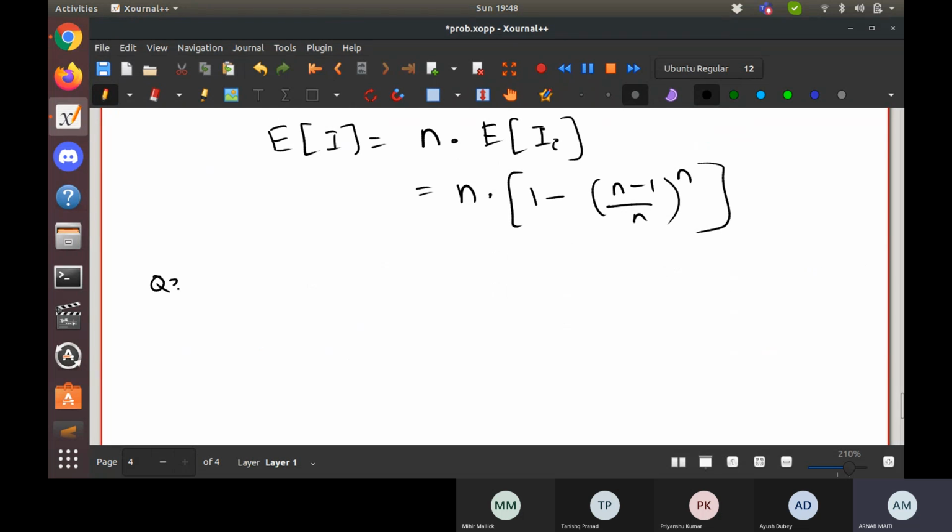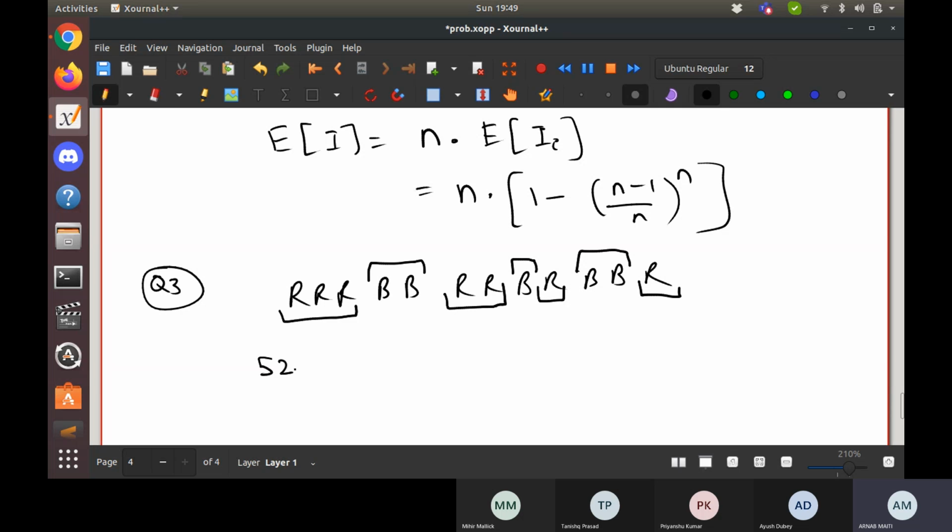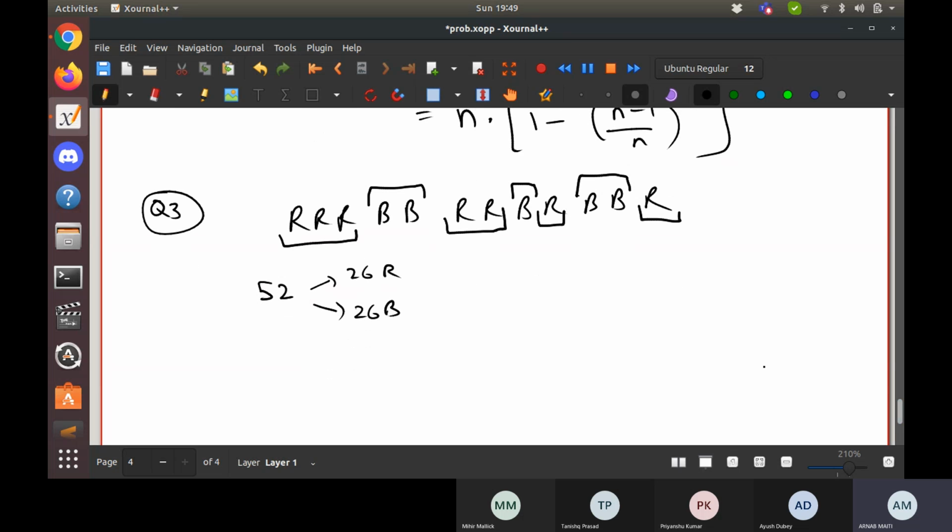Another example would be, say I do it like RRR, BB, RR, BR, BBR. So how many chunks can we divide it into? A chunk will have continuously the same color. So this is the first chunk, this is the second chunk, this is the third, fourth, fifth, sixth, seventh chunk. So these are all chunks. So the question is that we have 52 cards, 26 are red, 26 are blue. And now if we take a uniform permutation and then spread it, then what is the expected value of the total number of chunks?